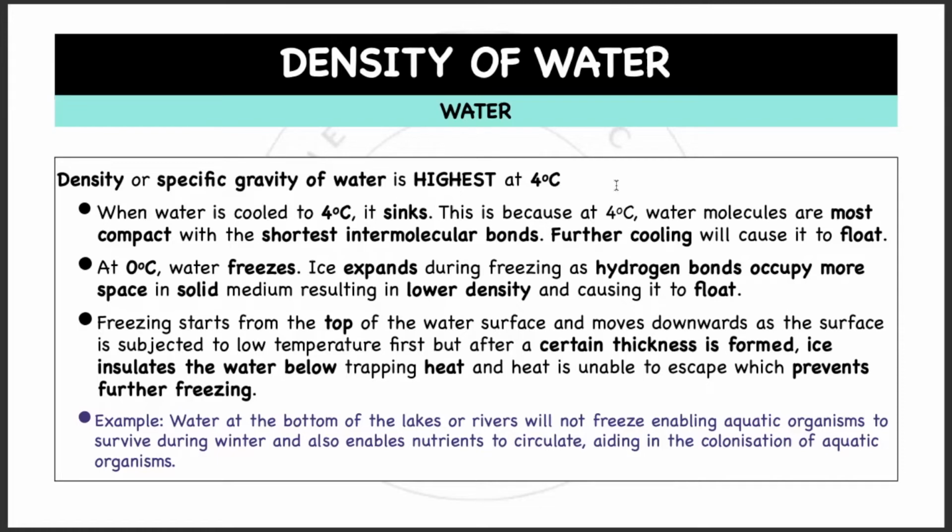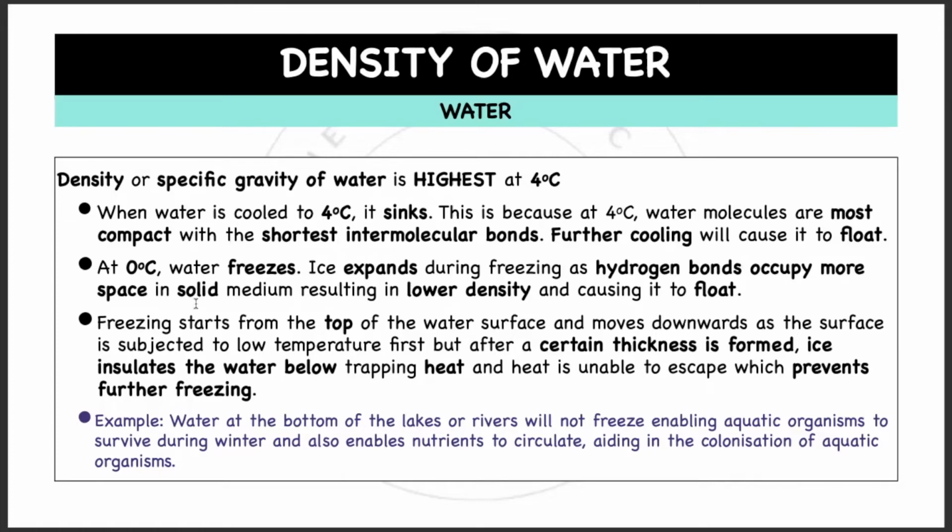So now imagine when it's at freezing point, there are so many hydrogen bonds being formed, and for that it occupies a lot of space. So that's why ice expands. So when ice expands, it results in lower density, and that's why it floats. Now, take note of this.